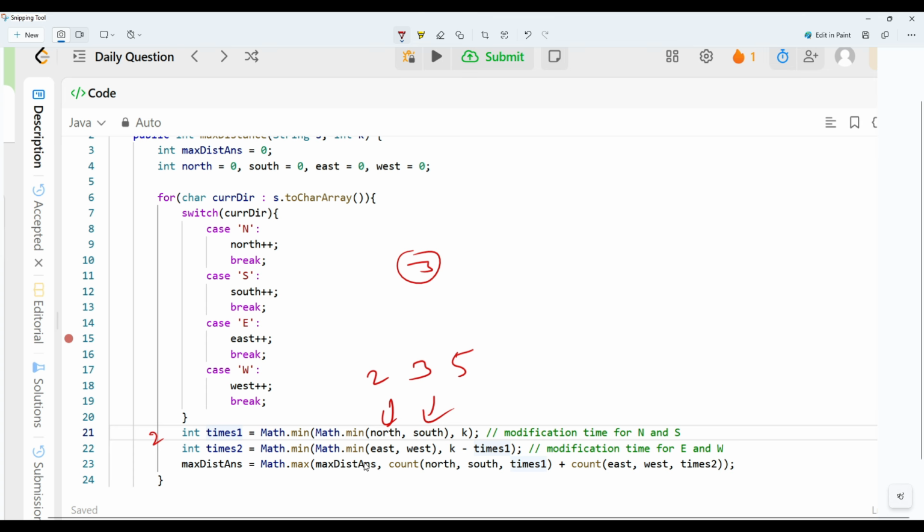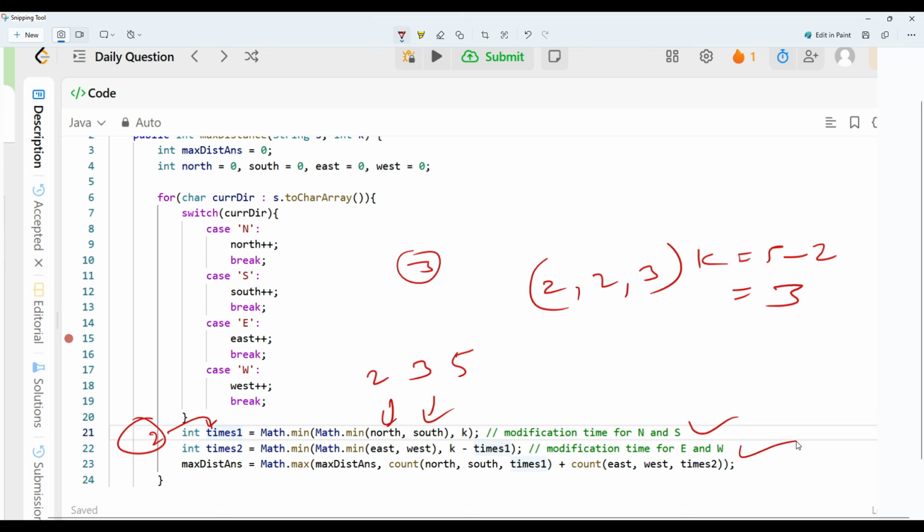So in the next step, when east and west happen, let's suppose east is 2 and west is 2 also, and this time k is also given 5. So 5 minus how many we have taken? 2 we have already taken for times 1, so we'll do minus, so remaining is 3. Understand? Means we will take this times 2 to 3. Which one is minimum? That we will take. Like that we will find and calculate all the modifications for north and south and east and west.